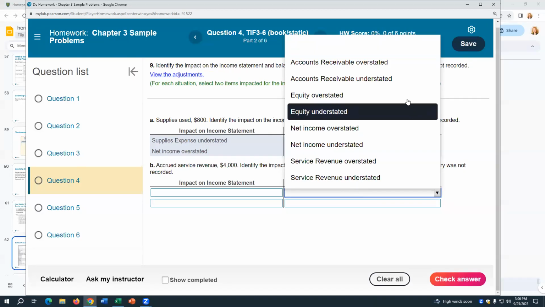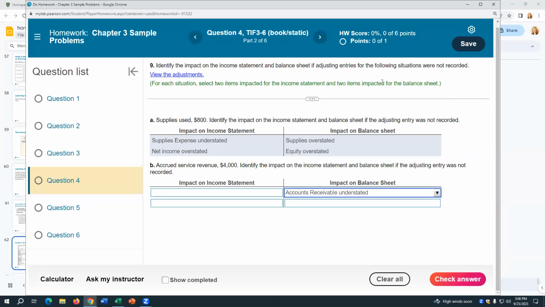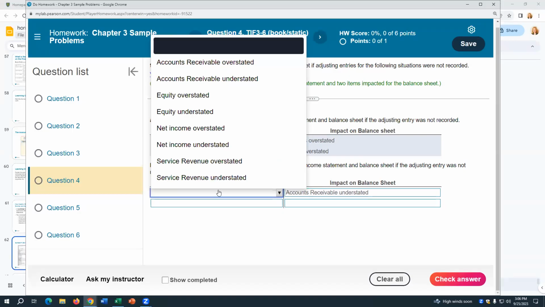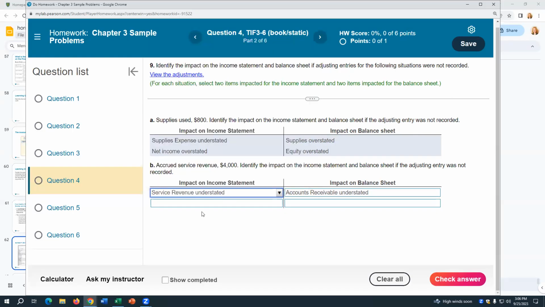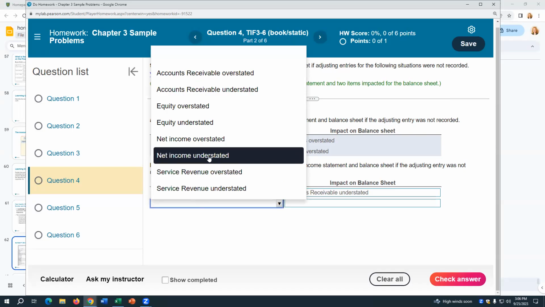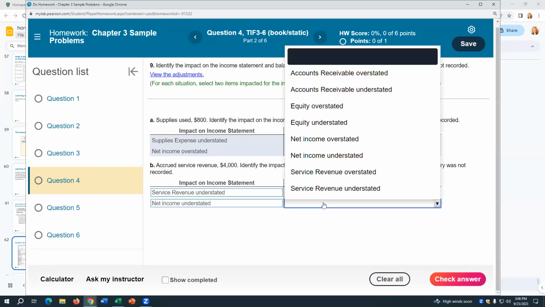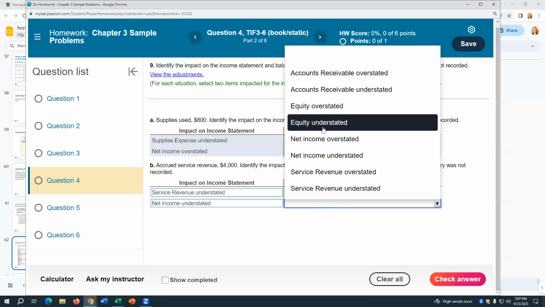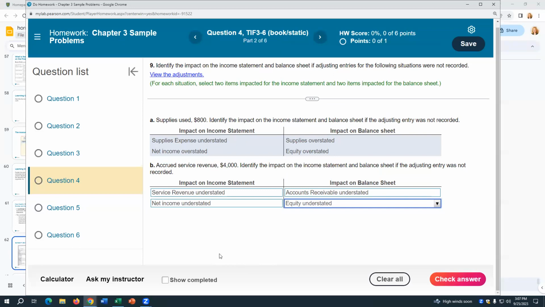Understated, yeah. And then that also means on our income statement, what does that mean? Understated service revenue, right? So then our net income would be what? Understated, yep. And then that also means from an equity standpoint that it would be understated. So if our net income is understated, our equity will go the same way. All right. Okay.